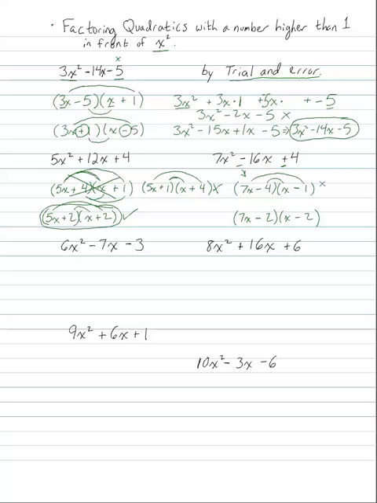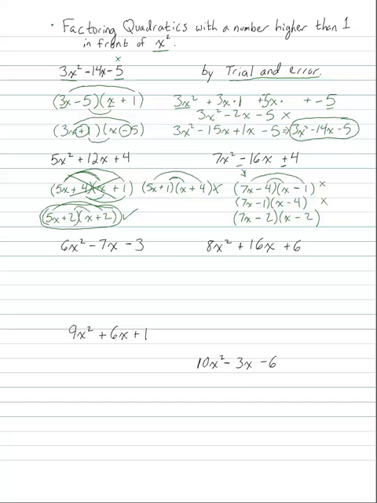Don't forget, we should switch them. We should always do both sets. So 7x minus 1 and x minus 4. Again, if you can do this in your head, it's not bad. 7x times minus 4 would be minus 28. Minus 1x would not work.